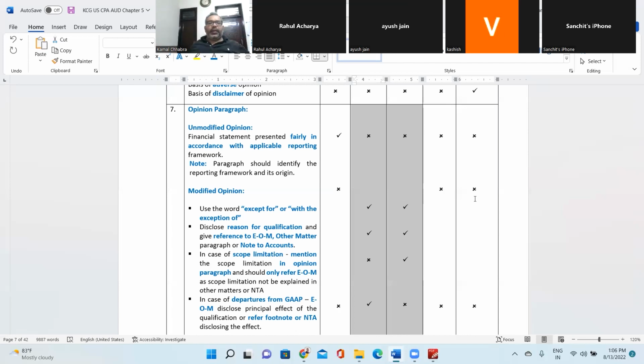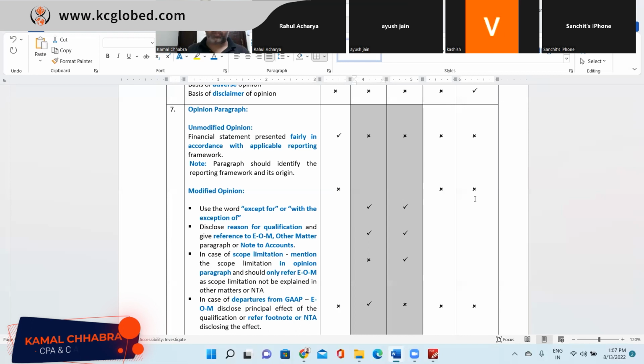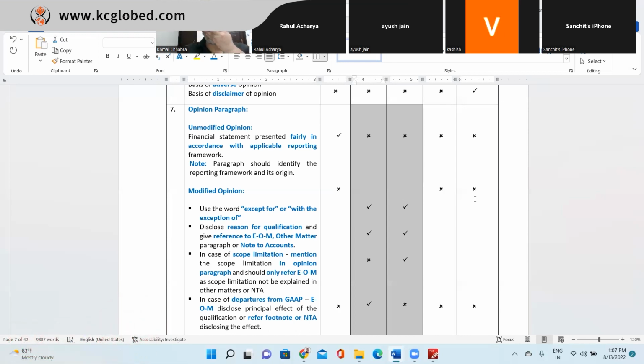The paragraph should identify the reporting framework and its origin. You need to mention specifically whether the reporting framework is US GAAP, IFRS, IND-AS, or any other reporting framework, right? So the financial statements are presented fairly in accordance with the applicable reporting framework: fairly in accordance with US GAAP, fairly in accordance with IFRS, fairly in accordance with IND-AS. You need to specifically mention that. Make sense? Simple, unmodified opinion.